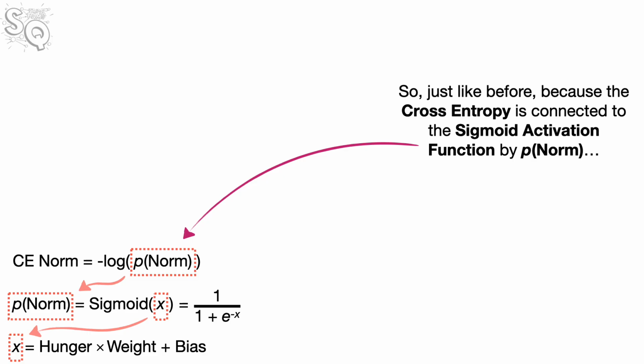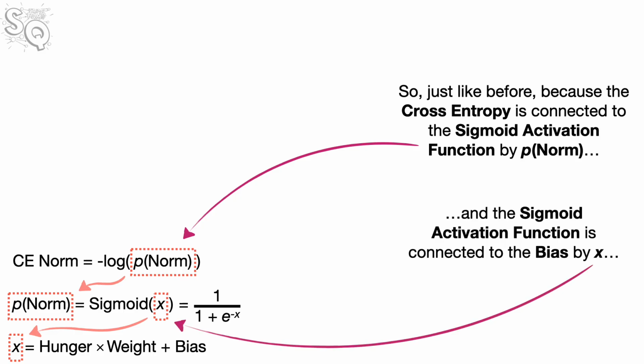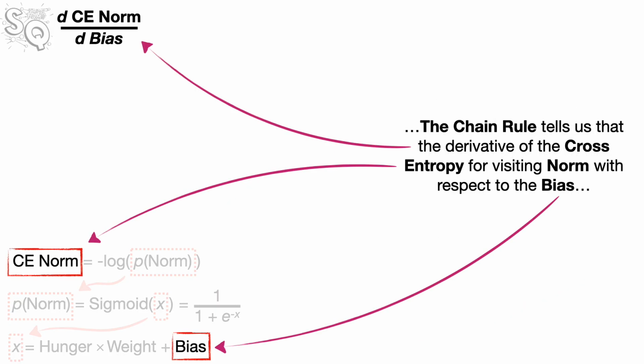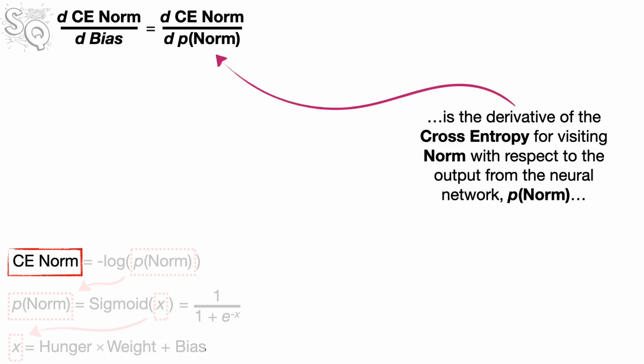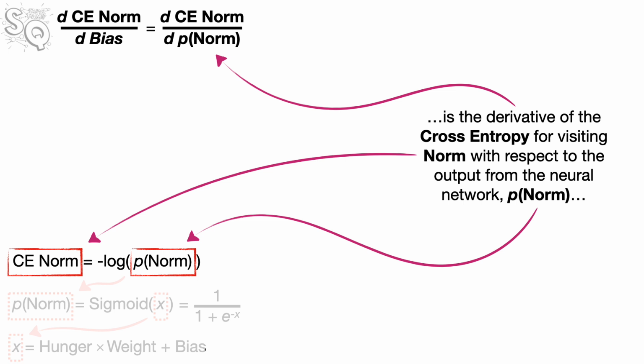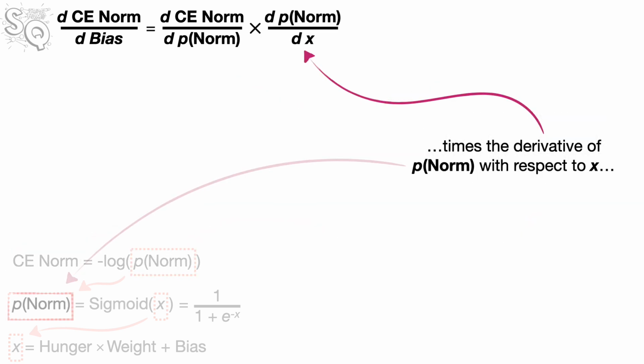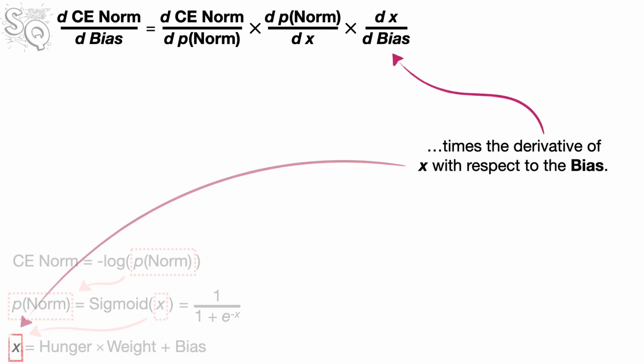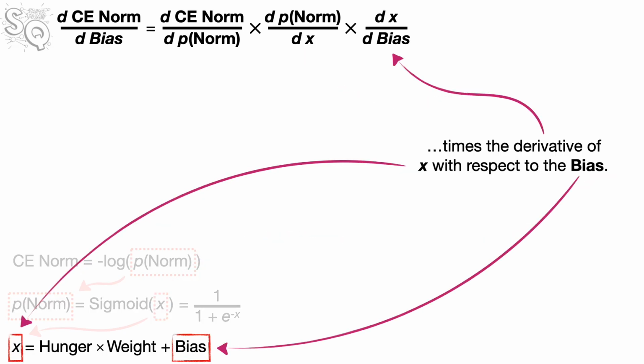So, just like before, because the cross-entropy is connected to the sigmoid activation function by p norm, and the sigmoid activation function is connected to the bias by x, the chain rule tells us that the derivative of the cross-entropy for visiting Norm with respect to the bias is the derivative of the cross-entropy for visiting Norm with respect to the output from the neural network, p norm, times the derivative of p norm with respect to x, times the derivative of x with respect to the bias.